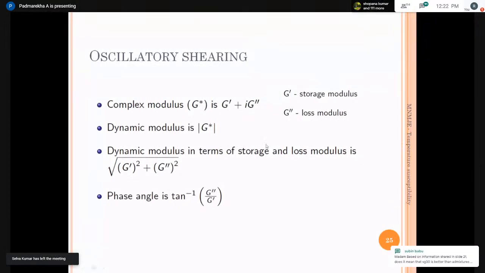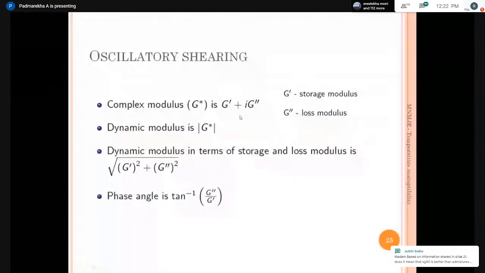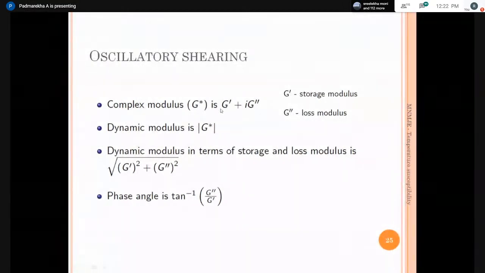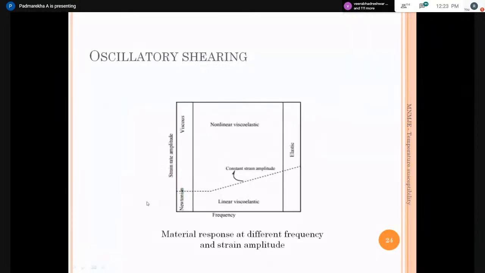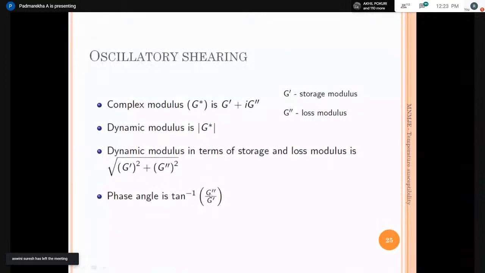It's a complex number which has G prime and G double prime. So you have a G prime here, which represents the elastic portion. G double prime is a loss modulus, which represents a viscous portion. This complex modulus is used to characterize the oscillatory shear testing. And the modulus of this complex number is what we call the dynamic modulus. And you can determine the phase angle, which is the lag between stress and strain, using the storage modulus and the loss modulus. Loss modulus represents a viscous portion, and the storage modulus represents the elastic portion.